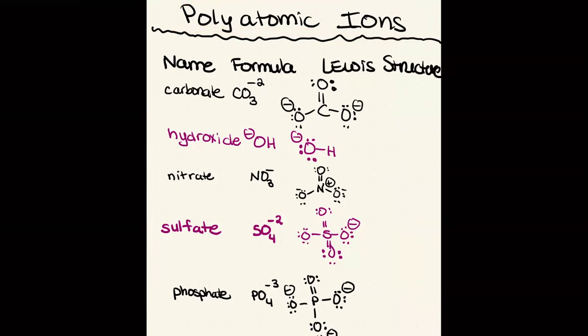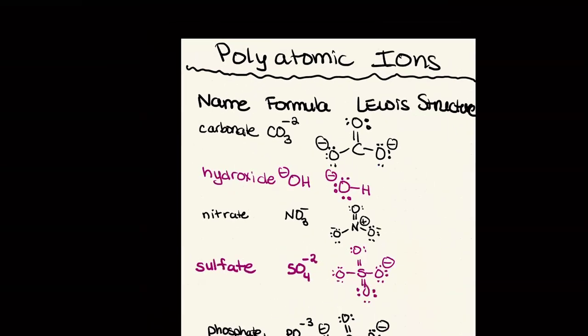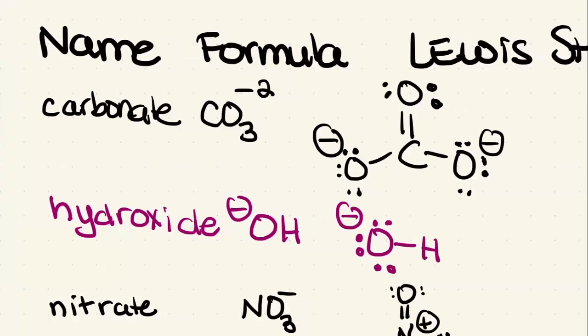Okay, so carbonate is our first example. And you need to know the name carbonate. You need to memorize them. I recommend making flashcards. You have carbonate. It is CO3. This is the formula for it, CO3, and it has a -2 charge.